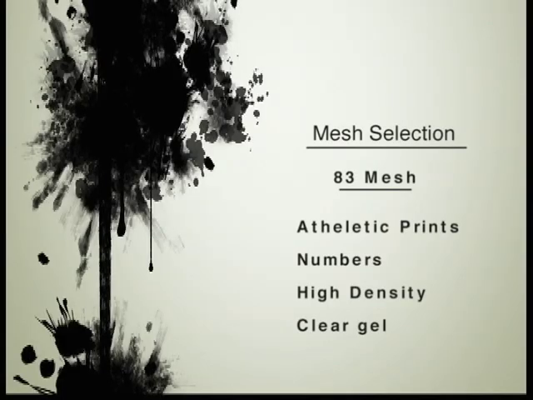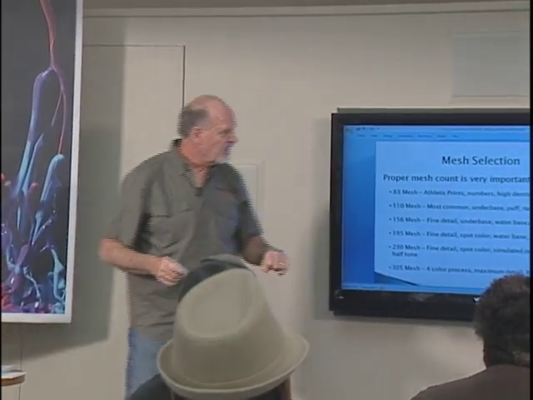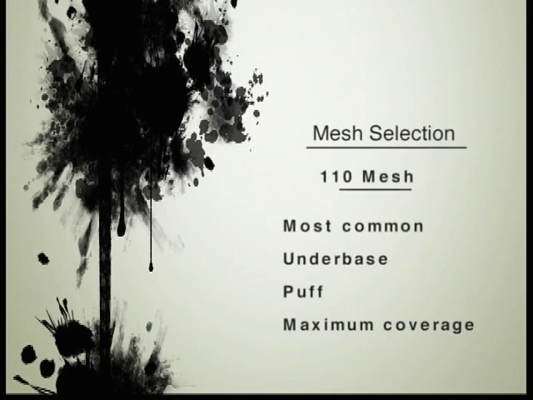We start with an 83 mesh. This is the sample I have up here. You want to do that for athletic prints, numbers, high density, clear gel. We're going to be getting into some of that later in the print room. 110 mesh. We probably sell more 110 mesh than any other screen mesh. It's the most common. Typical underbase, puff printing, or maximum coverage.